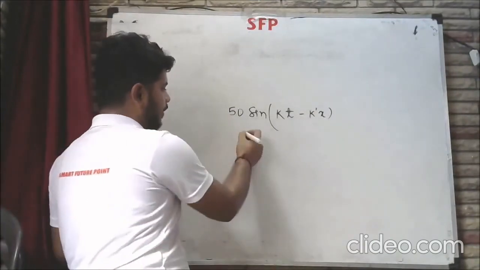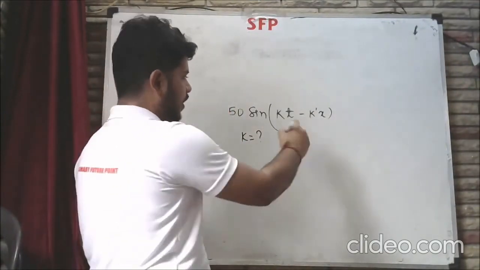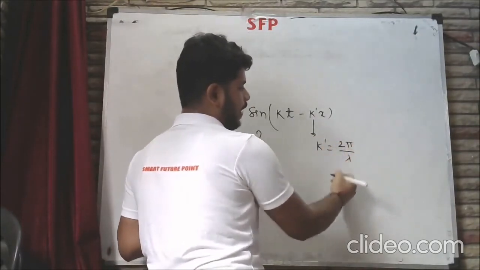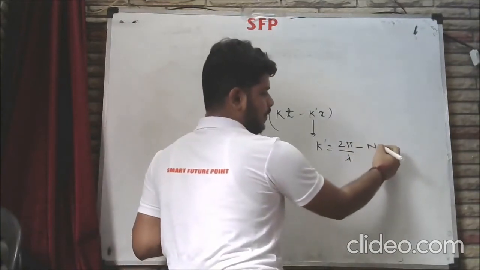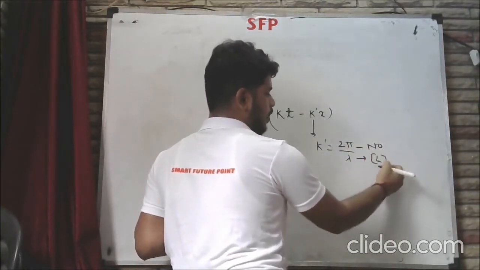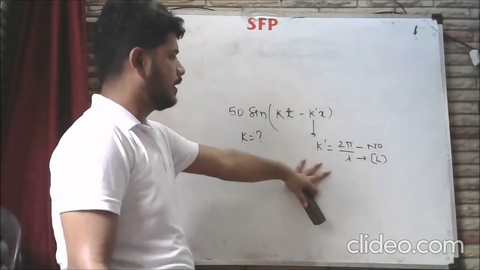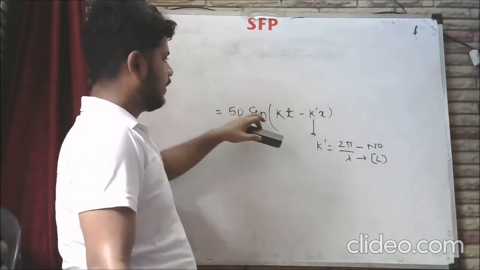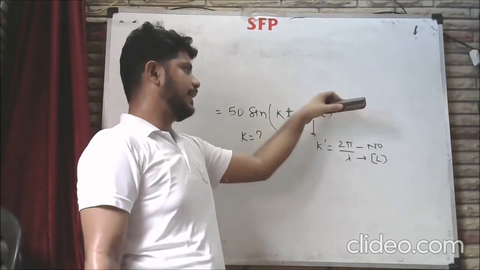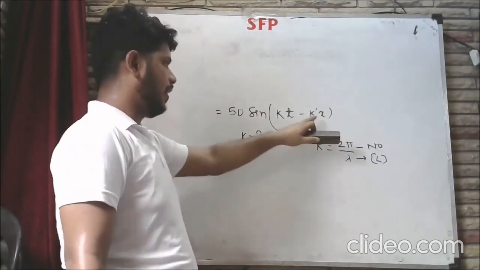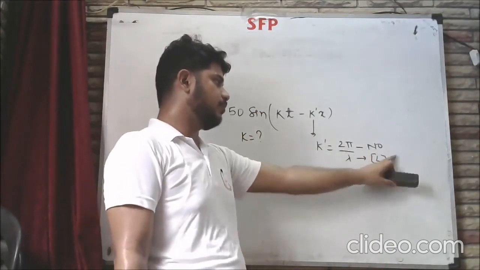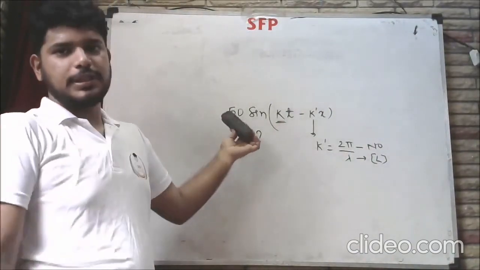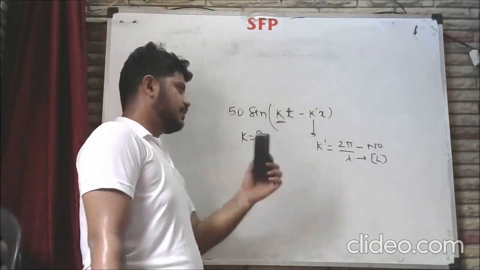Fine, we have to find the dimension of k, where k dash is represented by 2 pi by lambda. What is 2 pi? 2 pi has no dimensions, lambda has dimension of length. I have given you enough hint for this question. The question is y equals A sine of kt minus k dash x, where k dash is represented by 2 pi by lambda. 2 pi has no dimension, lambda has dimension of length. You have to find the dimension of k. Try it yourself and try to give me the answer.